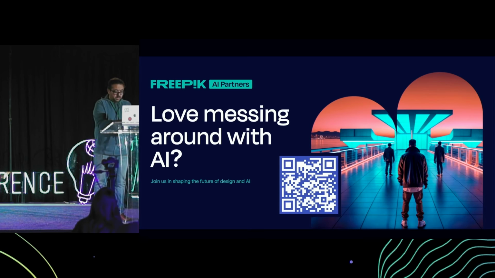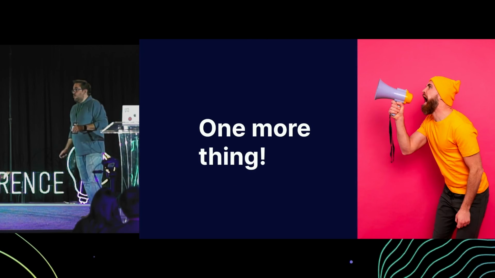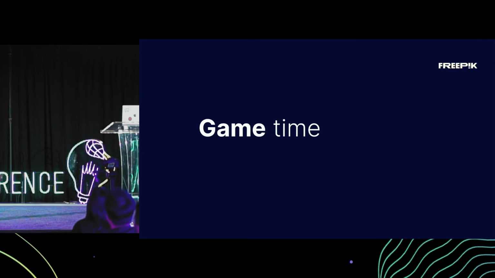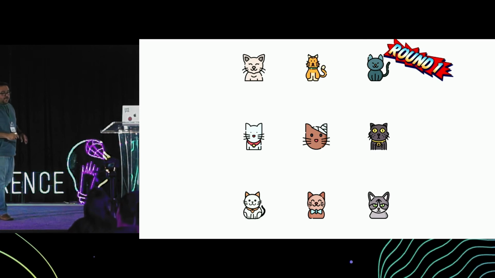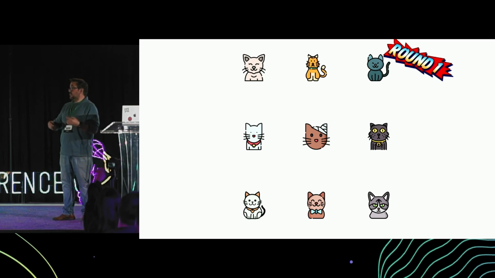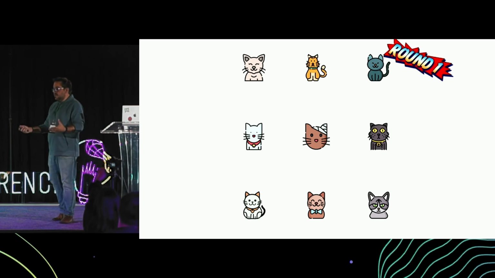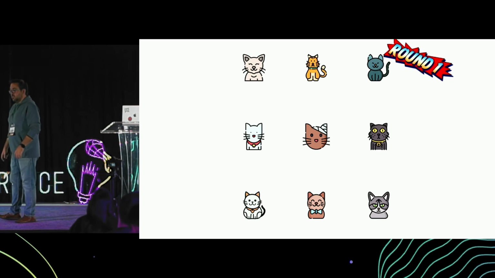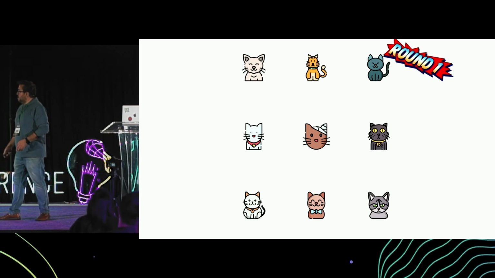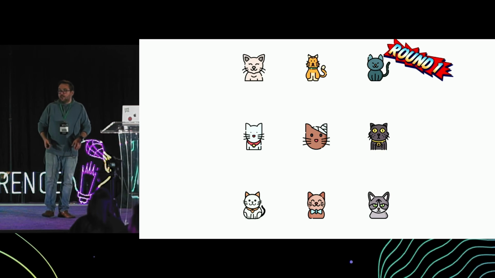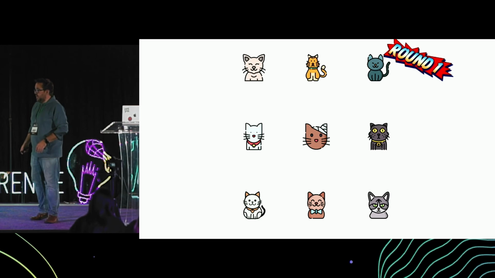So, okay, what else? There's one more thing, right? So I'm going to do a little game with you. This is going to take 3 minutes. Okay, so look at these 9 icons, right? As I told you, Freepik has millions of icons that designers create for us. We are now getting into AI also producing vector icons. So one of these icons is actually generated by AI. Who can point to the one which is generated?